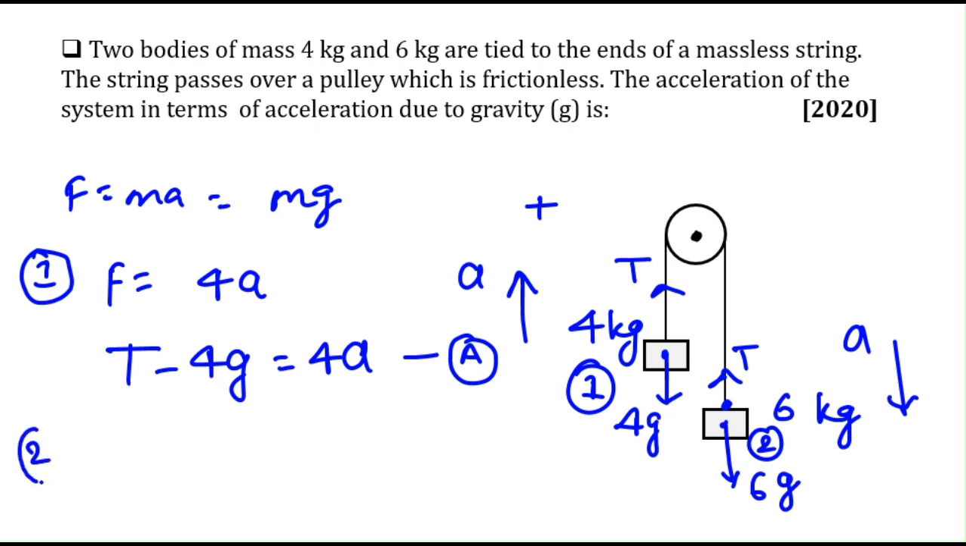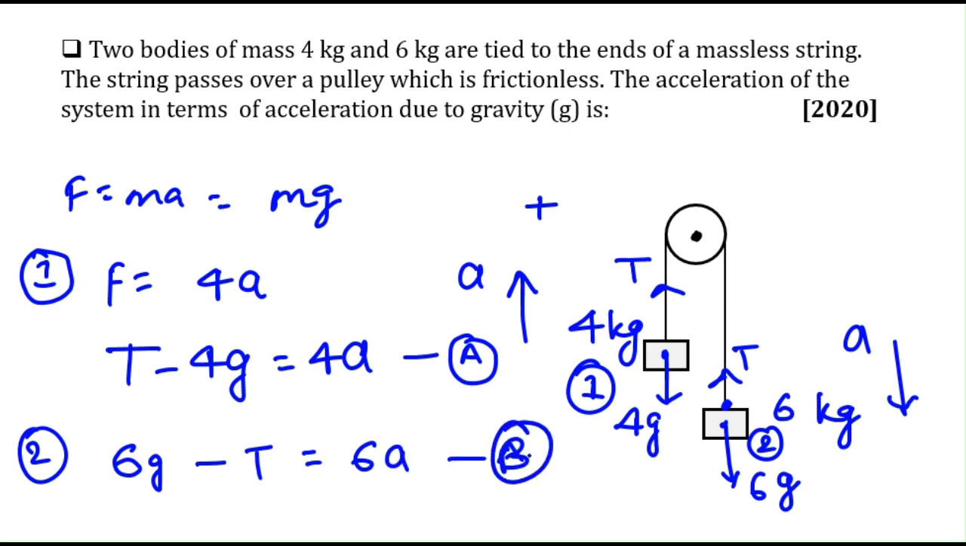Now, for the 6 kg body, the second body, the net force on this body is 6g minus the tension, and this net force should be the mass of this body into acceleration. So this should be 6 into a. Let's take this to be equation B.